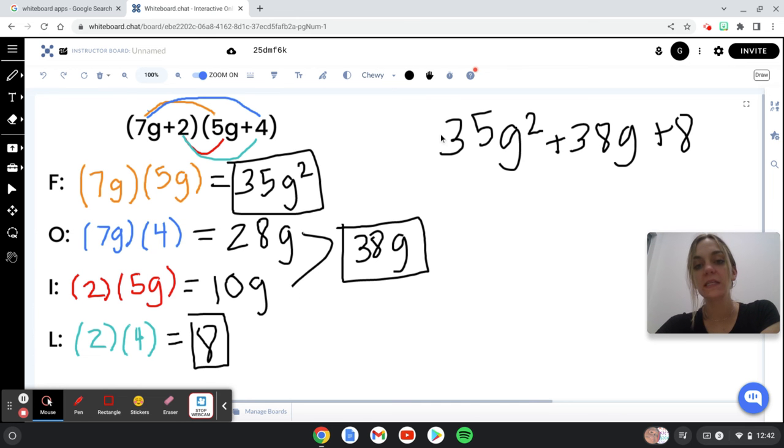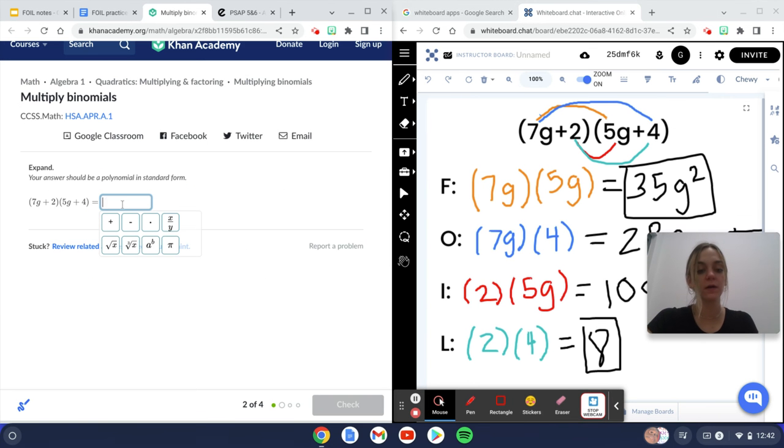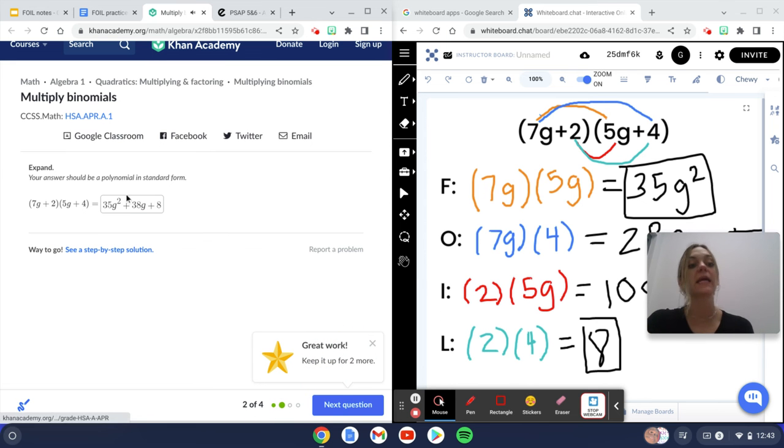So I put all of these together to get my final FOILed part after I multiplied them together. So it's 35g squared plus 38g plus 8. Beautiful. And again, if you wanted to check this in Desmos, you could put this part into Desmos and then put this part into Desmos and make sure that they match up perfectly. As long as they do, your answer is correct.